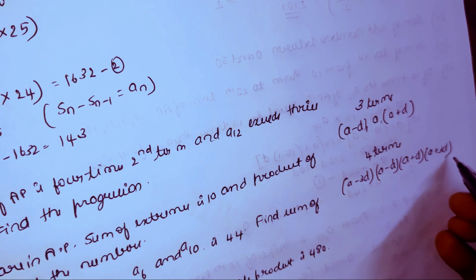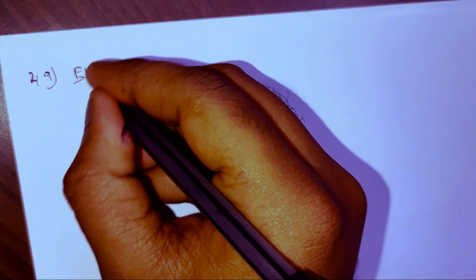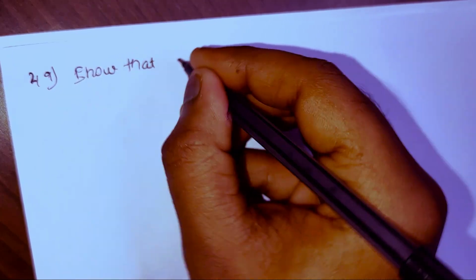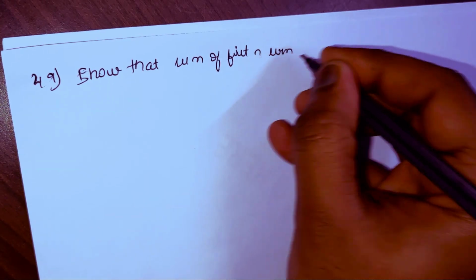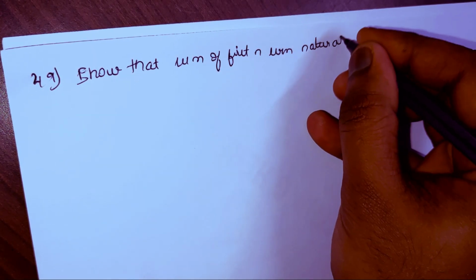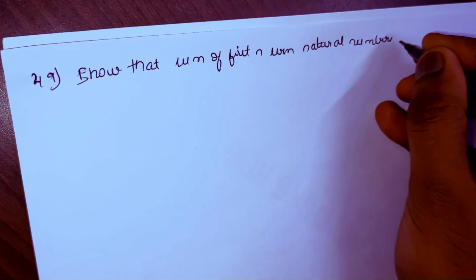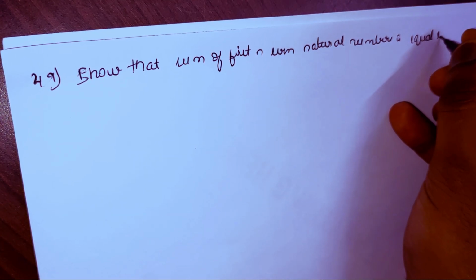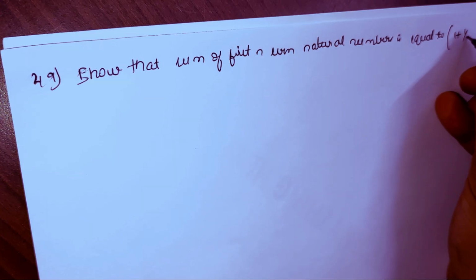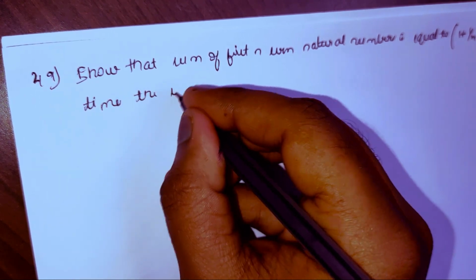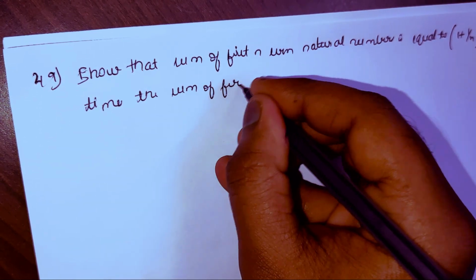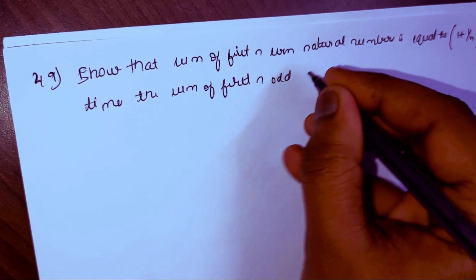Okay, now we'll move into the 5 mark questions. 49th question, show that sum of first n even natural numbers is equal to 1 plus 1 by n times the sum of first n odd natural numbers.